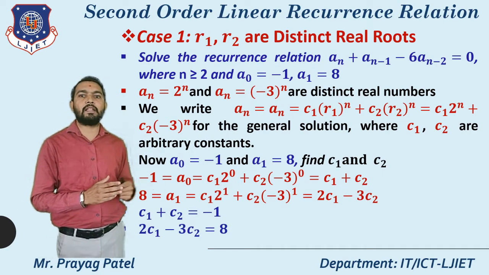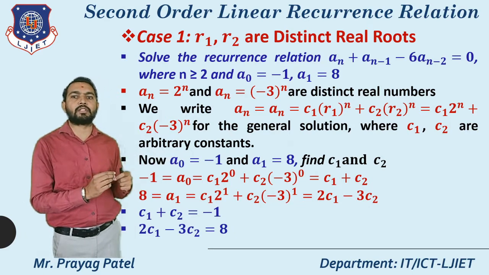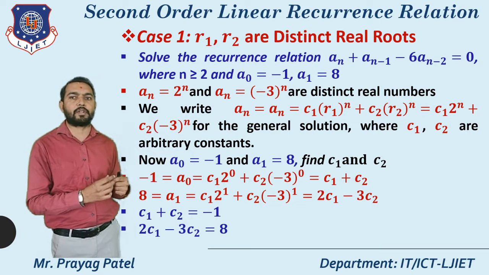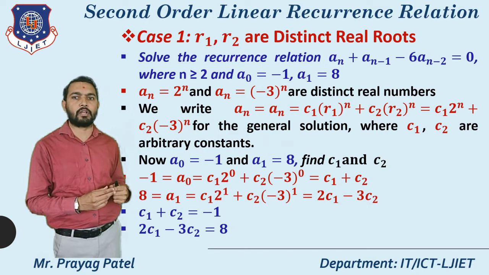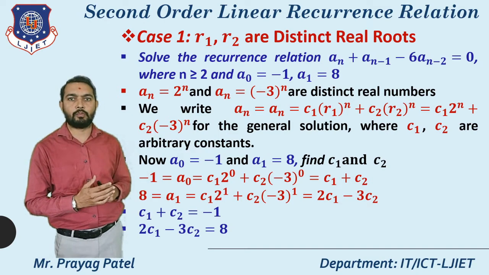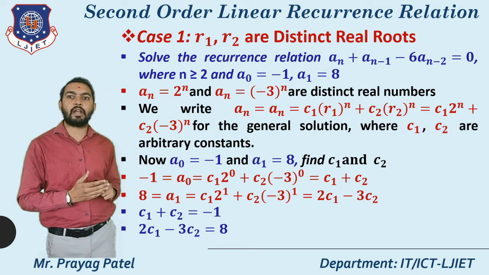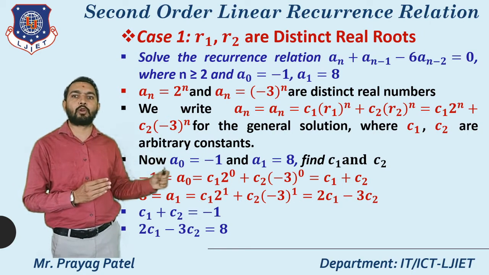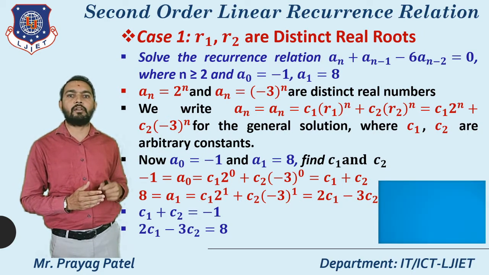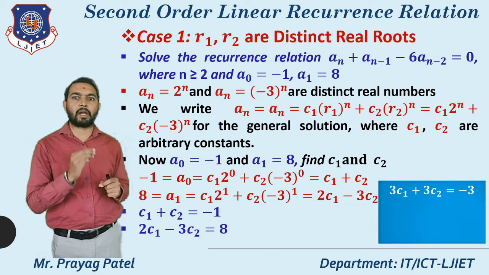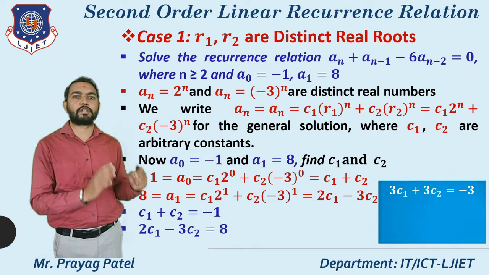So we multiply the value in any equation, and an addition or subtraction operation can be performed between these two equations, and we will get the resultant value. So here the first equation is C1 plus C2 equal to -1. The second is 2C1 minus 3C2 is equal to 8. Now we multiply 3 with the first equation.